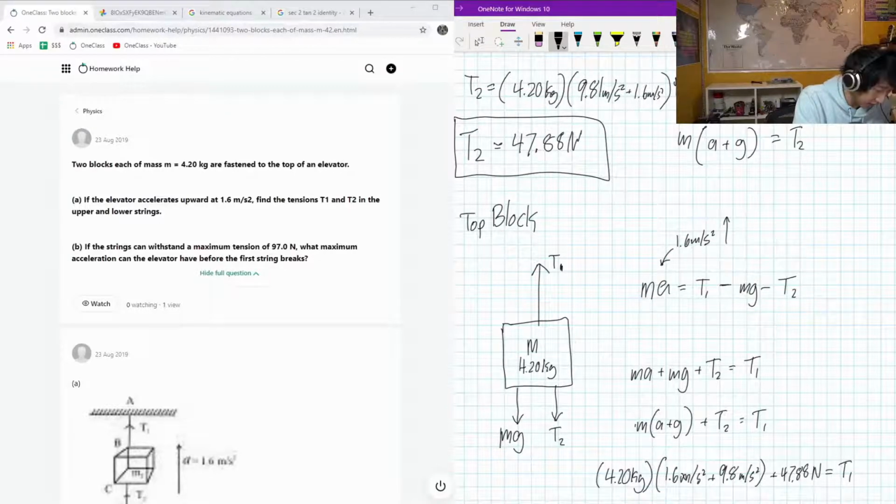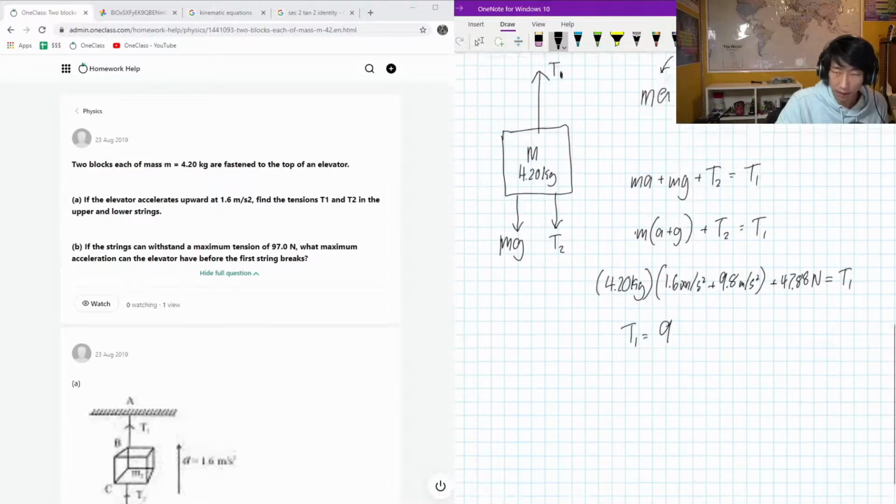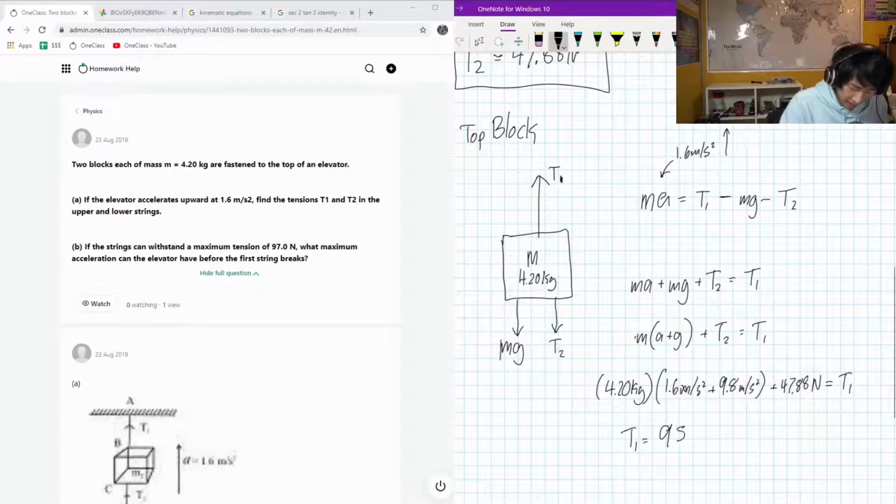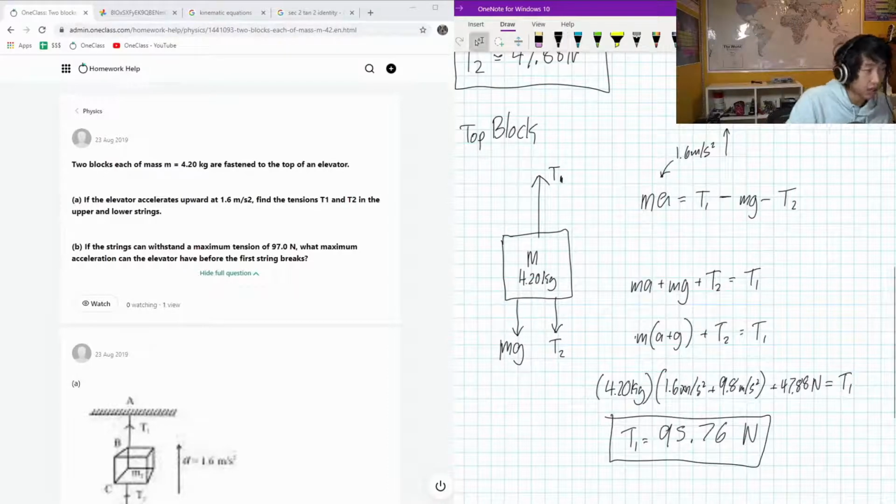Yeah, it actually just is double the last one. That makes sense. The top one is supporting 2 identical blocks, and the lower one is only supporting 1 of the blocks. So it actually seems pretty reasonable to me that it would just be perfectly double. So this is going to be T1, 95.76 newtons. Okay, so that's going to be the T1 tension.